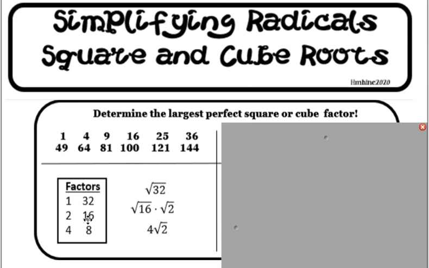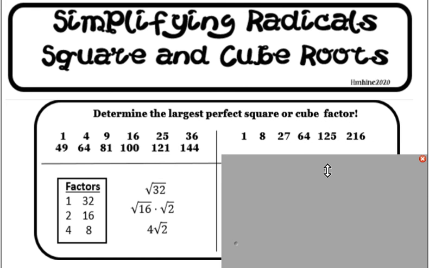Well, 16 is a perfect square, and 4. So we'll go with the largest one, 16. So instead of writing the square root of 32, we write the square root of 16 times the square root of 2. We can simplify the square root of 16 to 4, and then square root of 2. So the square root of 32 simplified is 4 square roots of 2.